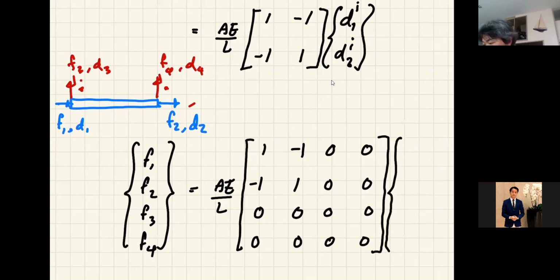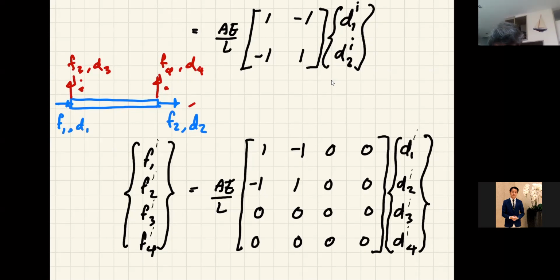And for the displacement, we have D1, D2, D3, and then D4. Now to complete this, we can add the superscript i, since we are talking about the stiffness of member i, and the displacement and force on member i.